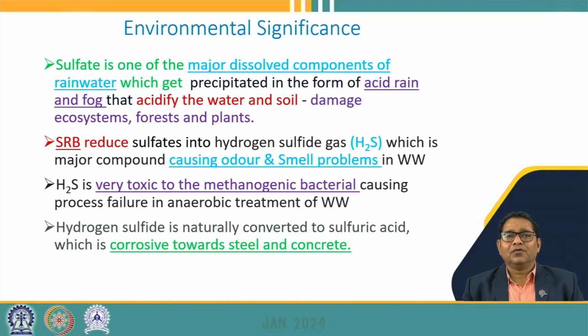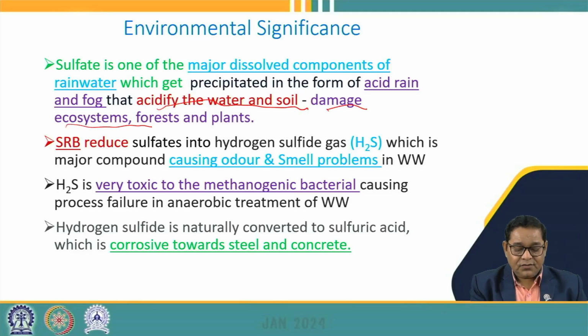So let us talk about the presence of various forms of sulfate, and their impact on the environment and human health. Sulfate in the wastewater is mostly present in the dissolved form, and that is precipitated through rainwater in the form of acid rain and fogs, which acidifies the water and the soil and could damage our ecosystem, forests, and plants.